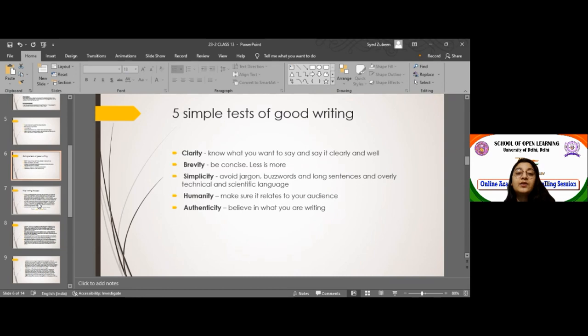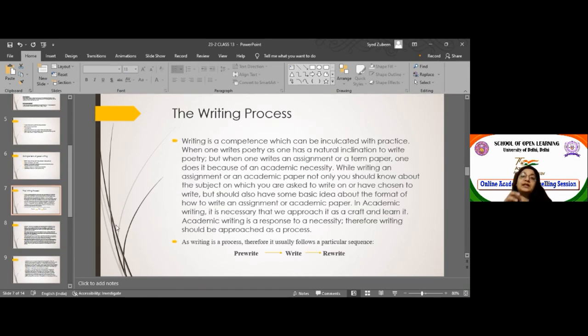Okay. And then authenticity. Believe in what you're writing, right? Know what you're writing. Is it making sense? Is it as true as you want it to be, right? And if you're fictionalizing something, make sure that it is relatable. It's not something out of this world that makes no sense to anyone, right? So be very sure of what you're writing, even if you're creating something new from your imagination.